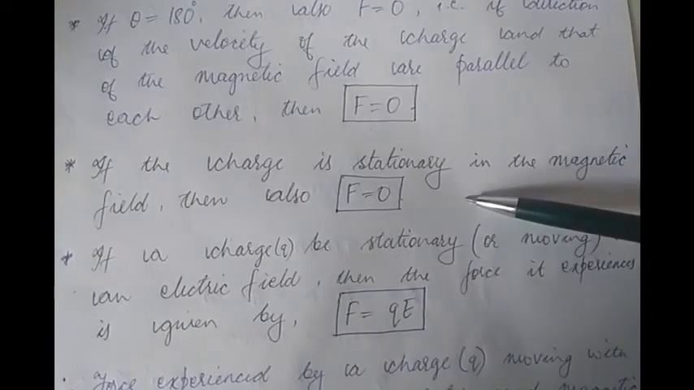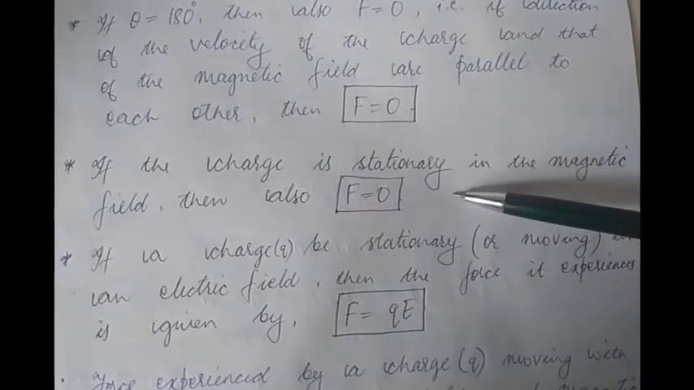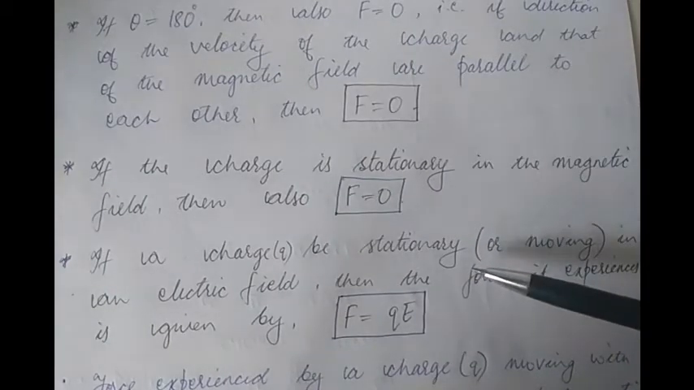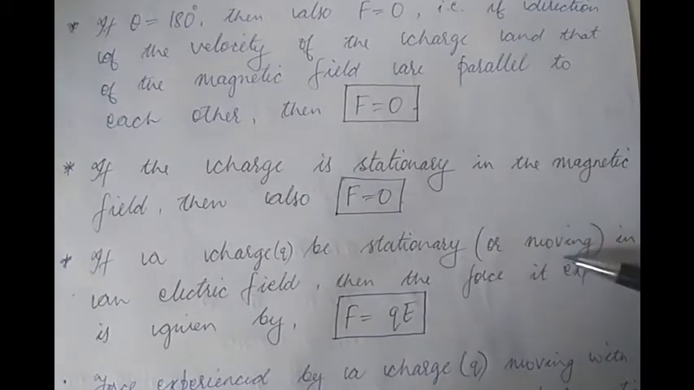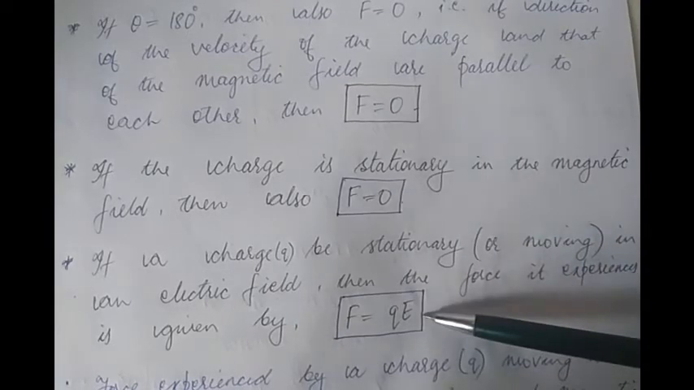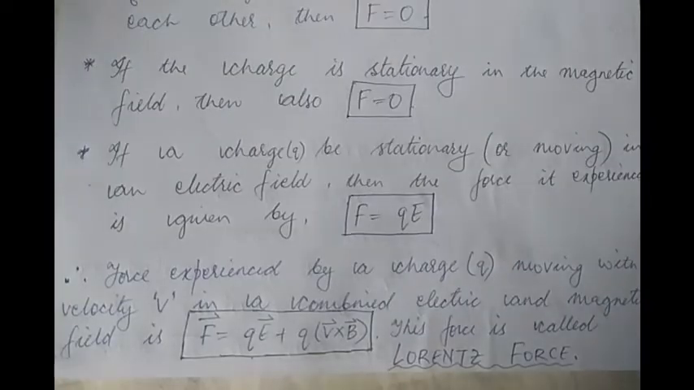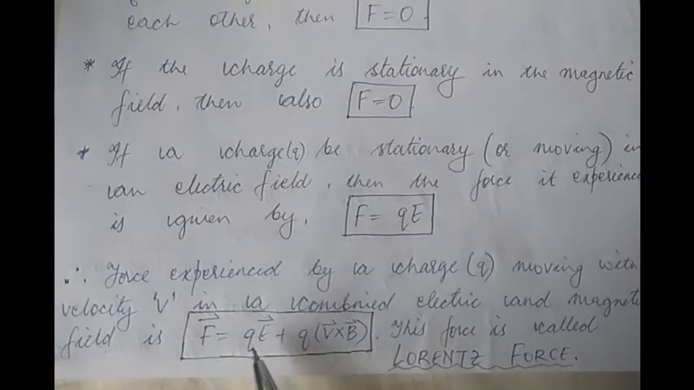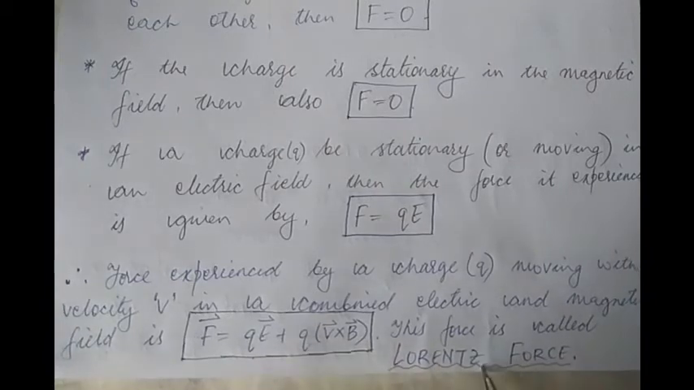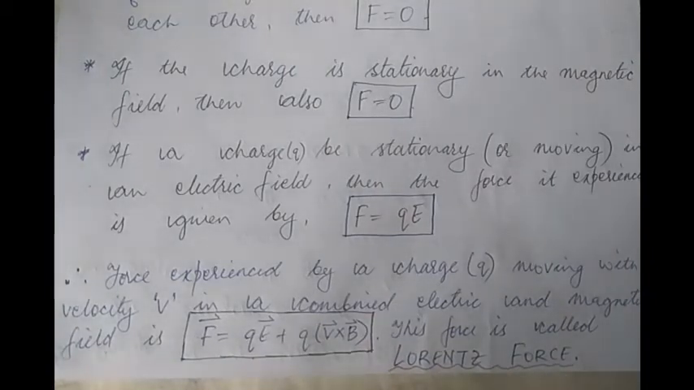If the charged particle is stationary in the magnetic field, the force it experiences is 0. Whereas in case of an electric field, the charged particle, be it stationary or mobile, experiences a force equal to this. So therefore, if we have a combined electric and magnetic field, then the total force the charge experiences is given by F is QE plus QV cross B. This force is also called Lorentz force.